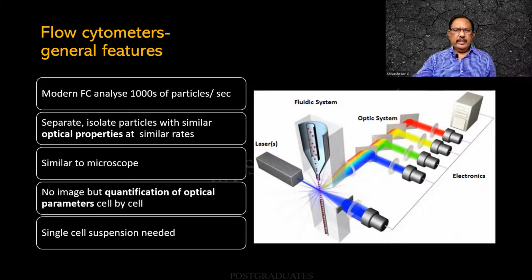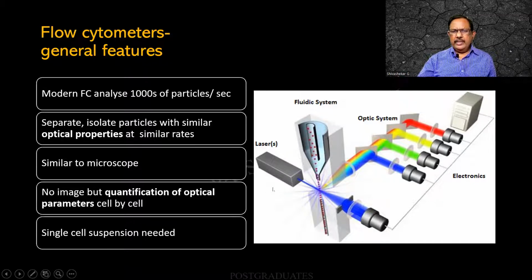Flow cytometers, the general uses we have already seen. More than 1,000 cells or particles per second. And they are separated because of the optical properties. Basically, it is similar to the microscope, only then we are not getting an image, we are getting the values and the shadow of it. And a single cell suspension is needed.